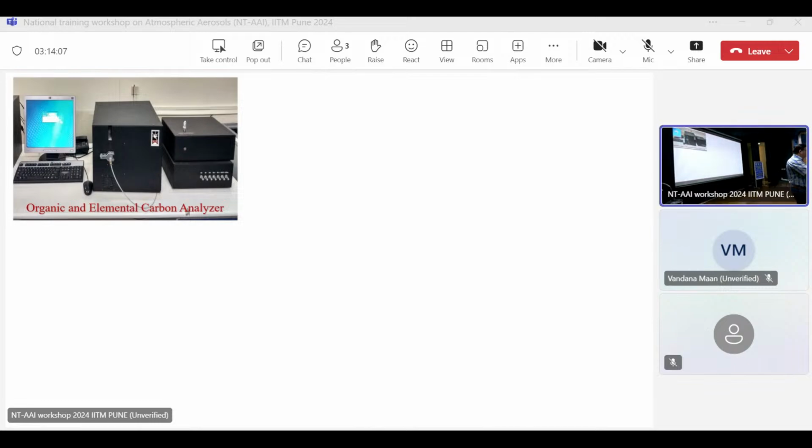It is called the thermal optical method. So there is something thermal, something optical. I want interaction from this side also.